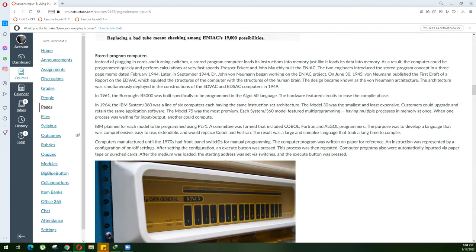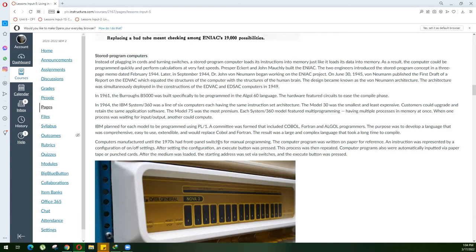Computers manufactured until the 70s have front panel switches for manual programming. The computer program was written on paper for reference. An instruction was represented by a configuration of on and off settings. After setting the configuration, an execute button was pressed. This process was then repeated.